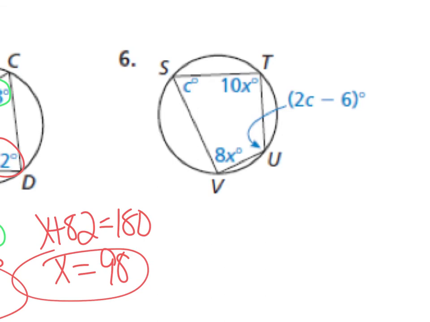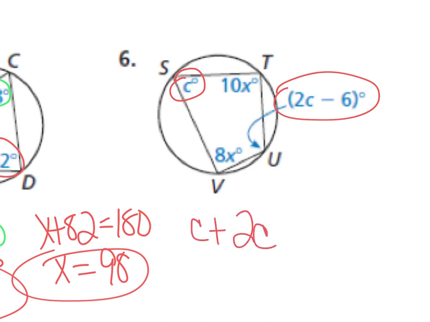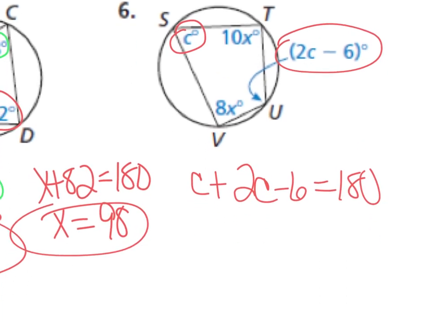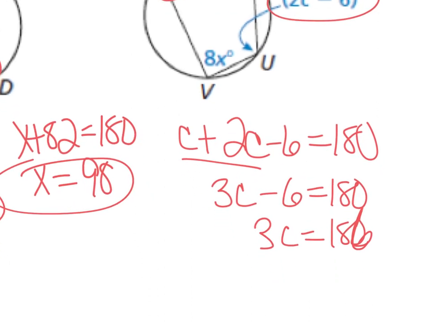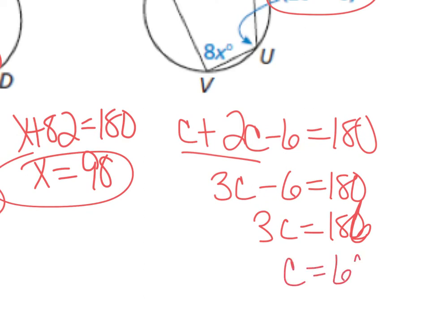Okay, one last example here. I have a quadrilateral in a circle, which means the opposite angles are going to add to 180. So I'm going to say C plus 2C minus 6. If I put my terms together, I get 3C minus 6 equals 180. If I add 6 to both sides, that would be 186. And 186 divided by 3 is 62. So C is going to equal 62.